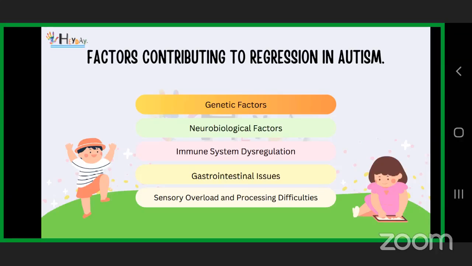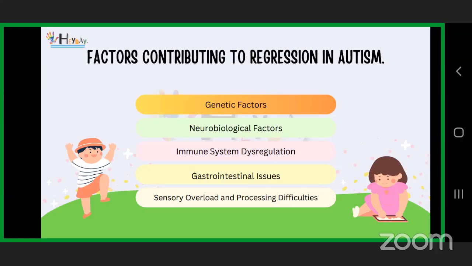Sometimes research says it's not inherited, but recently we've been hearing stories of children who inherited autism spectrum disorder from their parents who didn't even know that they had autism. So genetic predisposition and mutation can play a huge role in regression in autism. Also, variations in genes related to development and connectivity may also contribute to developmental regression in some individuals with autism.